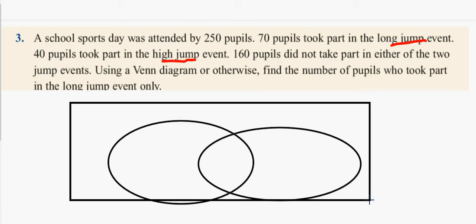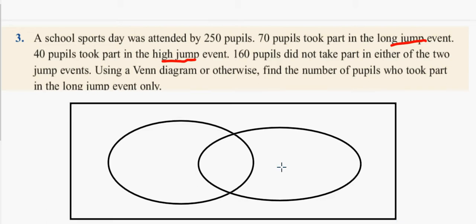Now, there you go. First thing you're going to do is label the events: long jump and high jump. L can be the long jump, H can be the high jump. Okay.